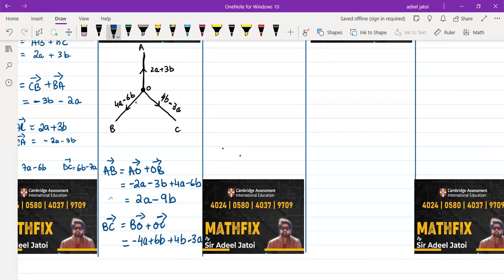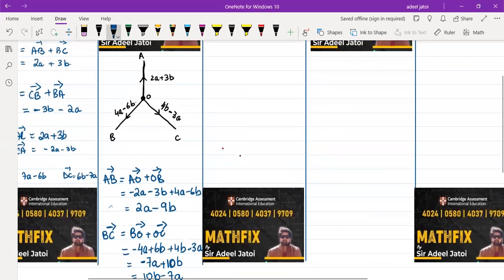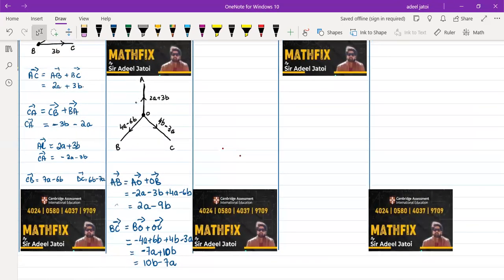minus 3A. So minus 4A minus 3A becomes minus 7A plus 10B. So we can write this as 10B minus 7A. So that means you found out BC, the direction is this way. So this is 10B minus 7A.